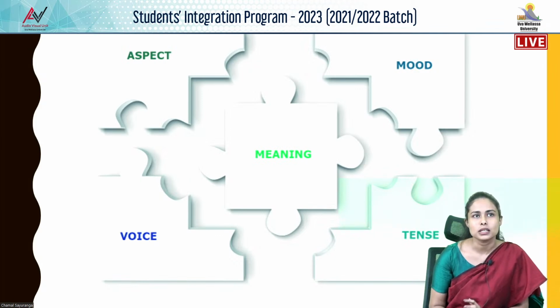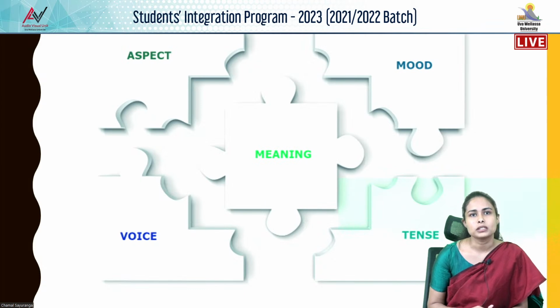First, tense. When it comes to tense, it is whether it is past, present or future. And voice, we know that it is the relationship between the subject and the action, that means active or passive. And the mood, whether it is interrogative, a question, or a condition, or whether it is a statement, or imperative, an order.